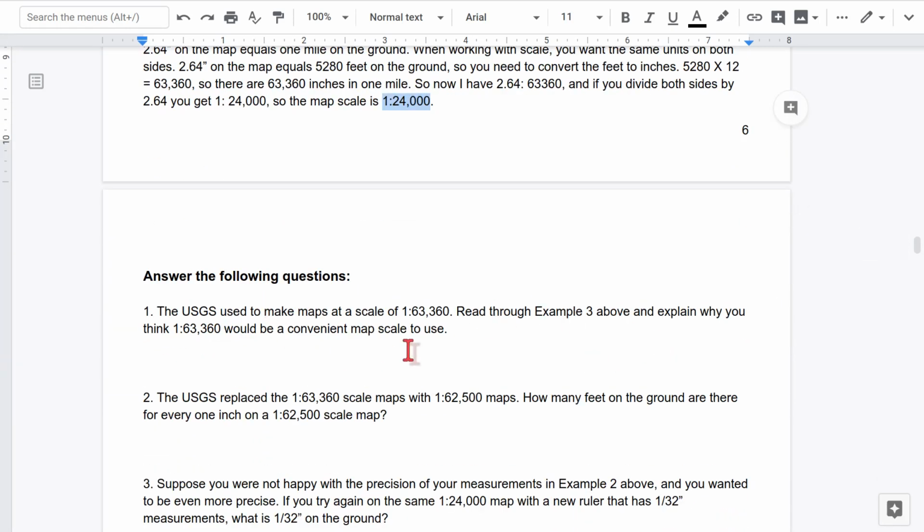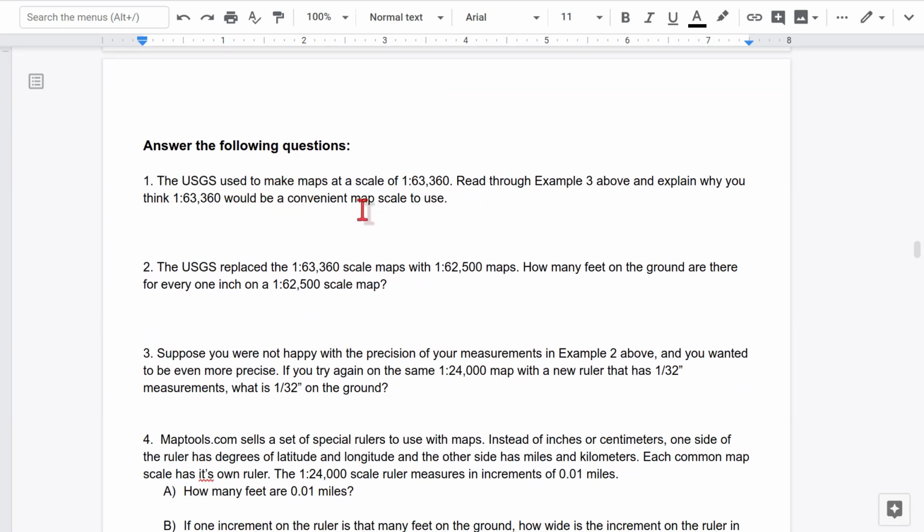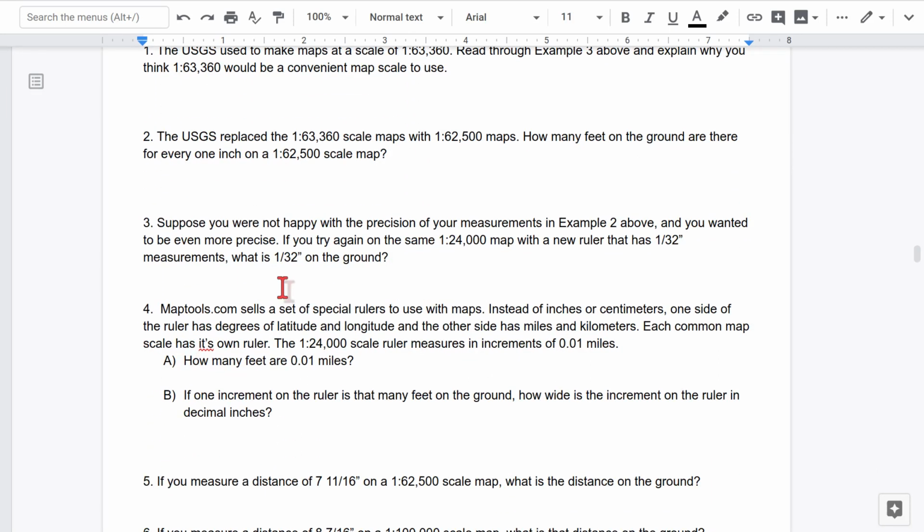And then there are several scale questions. USGS used to make maps at a scale of 1 to 63,360. Maptools.com sells a set of special rulers. Those rulers are amazing. Instead of being a normal ruler, the divisions on the ruler are what the length on the ground is, because they've already figured out the scale. So for example, the 1 to 24,000 scale ruler measures in increments of hundredths of a mile. So 1 increment on the ruler would equal 1/100th of a mile on the ground.